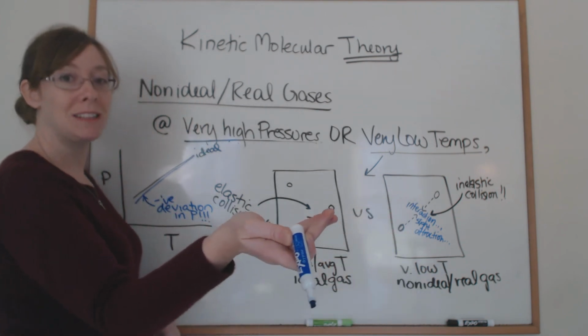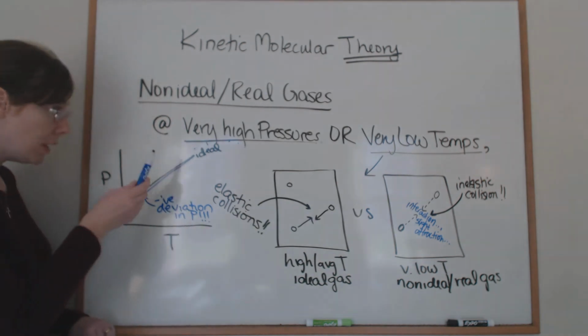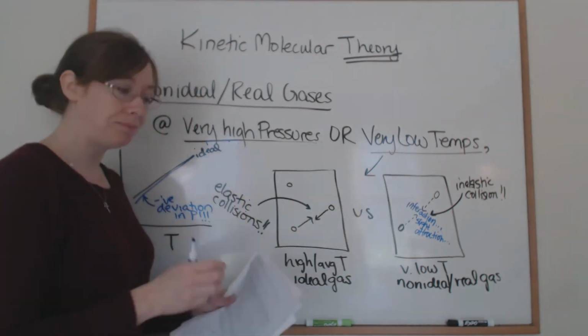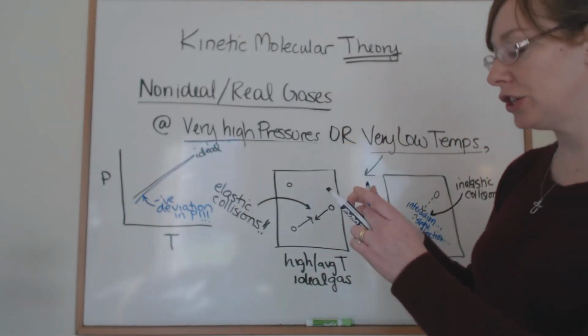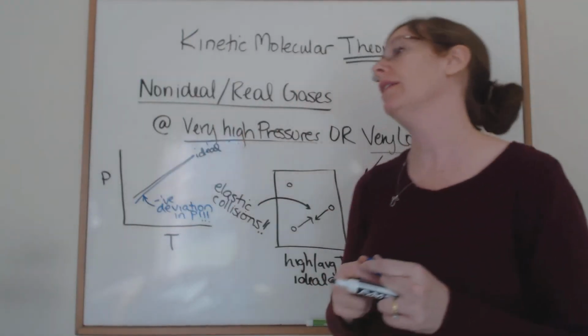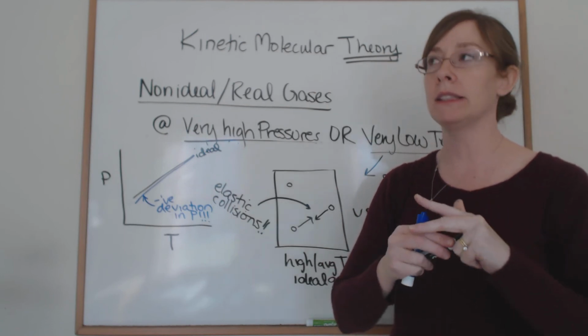That's what van der Waals did to fix. He modified the equation to make it work. But it'll be lower than even expected because of that interaction. So those are the two conditions that violate kinetic molecular theory that move us from talking about ideal gases to real gases.